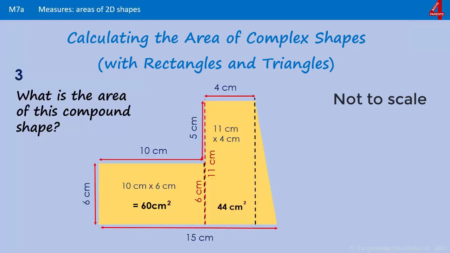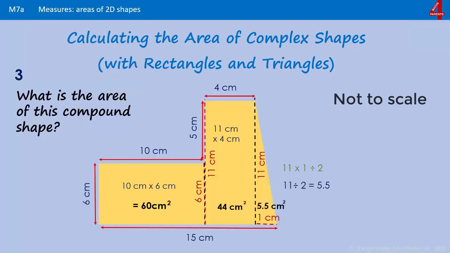Finally, the triangle. We know that the triangle is 11 centimetres high. What's the width of that triangle? If we look at the width of the whole shape, that was 15. We have to take 10 away from that for the first rectangle, then another 4 for the second rectangle. That leaves us with 1 centimetre. The triangle is 1 centimetre wide and 11 centimetres high. To find the area, 11 times 1, which is 11, divided by 2, and that's 5.5.